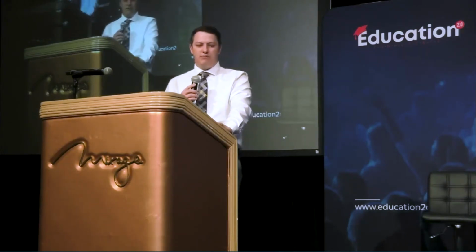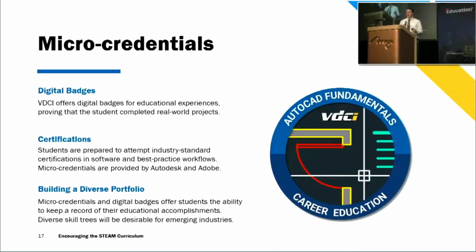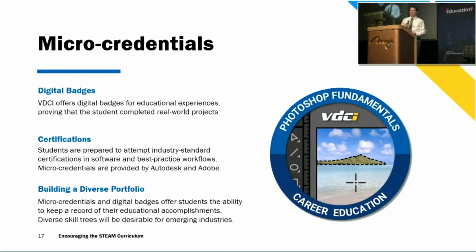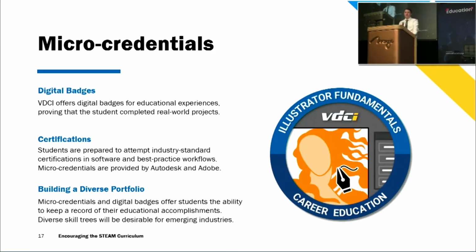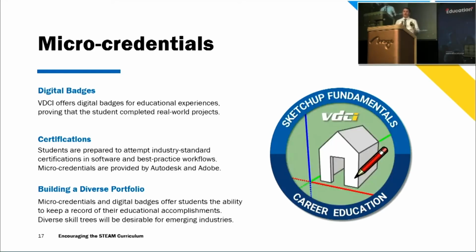So I'll just read off the slide here. Micro-credentials and digital badges offer students the ability to keep a record of their educational accomplishments. Diverse skill trees will be desirable for emerging industries. I heard someone last year say that his children will have jobs that don't exist today, and those children were entering senior year of high school and freshman year of college. So in 4 years, the jobs are going to be unimaginable right now. So diversifying a skill tree and keeping a digital record is extremely important.